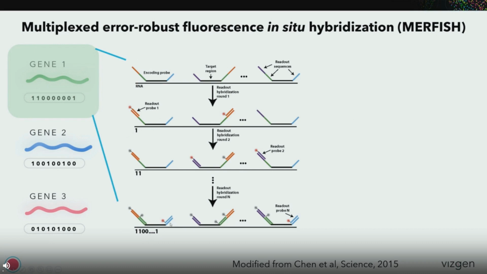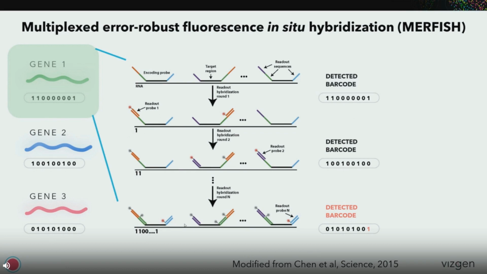So essentially, by repeating this cycle, we're building a series of 1s and 0s. And by matching with the pre-designed barcode, it really allows us to resolve the identity as well as the quantity of different RNA species.